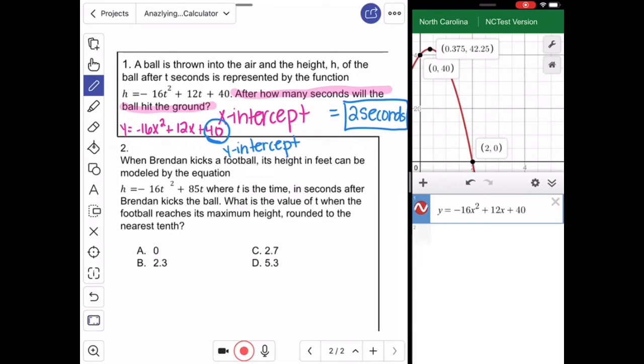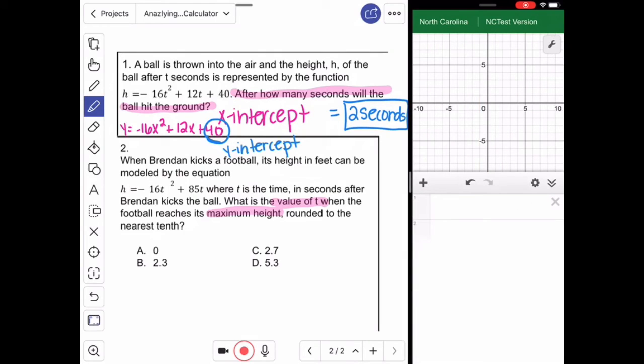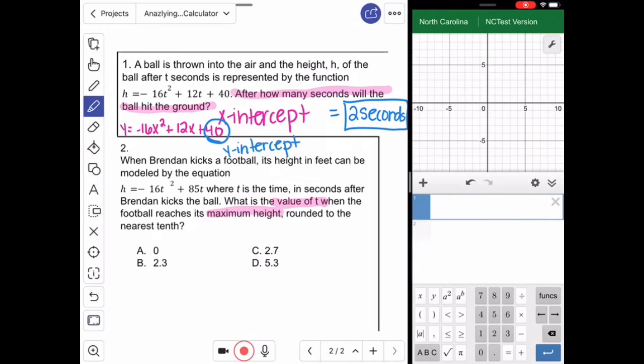Then it says, when Brendan kicks a football, its height in feet can be modeled by this equation, where t is time in seconds after Brendan kicks the ball. What is the value of t? That is going to be a key piece of information: the value of time when the ball reaches its maximum height. Okay, so I'm going to hit the home button here. The home button is on the side, because we're going to start fresh and adjust it together again. So I'm going to do this in terms of x and y.